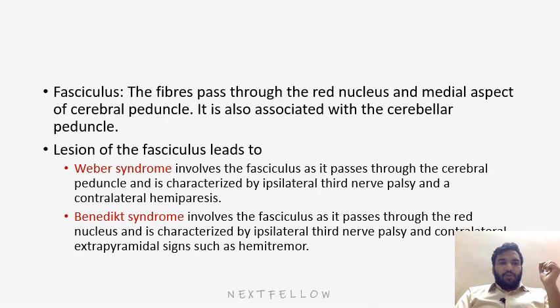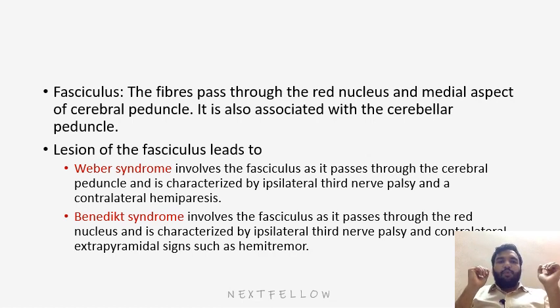Then comes the fasciculus. The fibers pass through the red nucleus and the medial aspect of the cerebral peduncle. So there are these structures, the red nucleus and cerebral peduncle, which can cause syndromes. Lesions of the fasciculus lead to Weber syndrome. Weber syndrome involves the fasciculus as it passes through the cerebral peduncle and is characterized by ipsilateral third nerve palsy and contralateral hemiparesis. That is Weber syndrome.